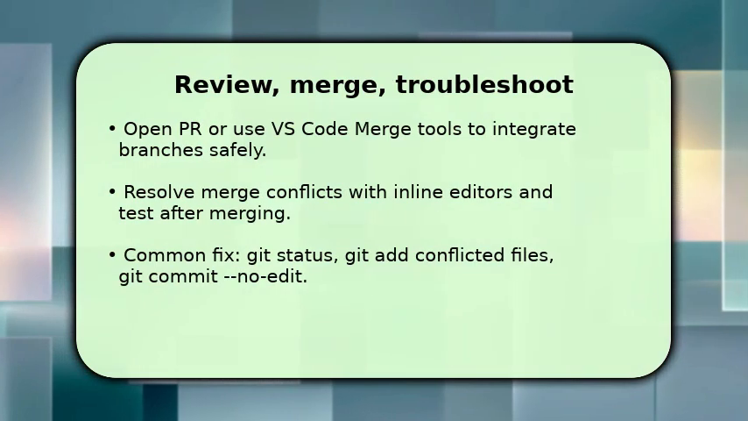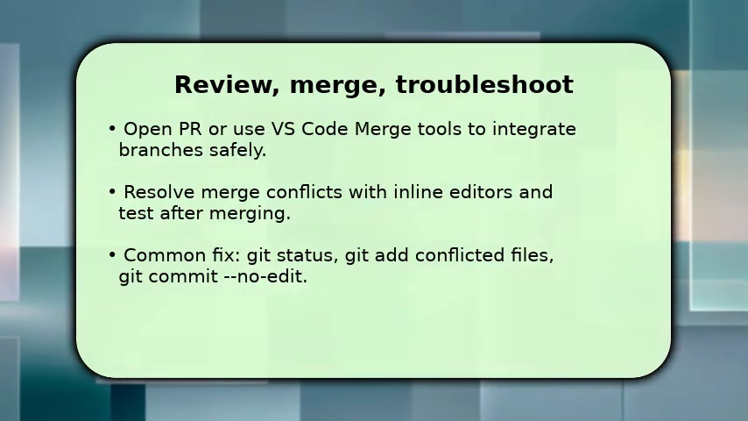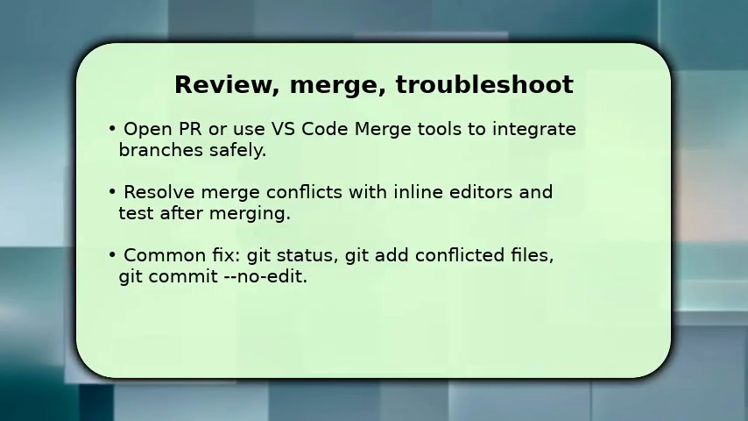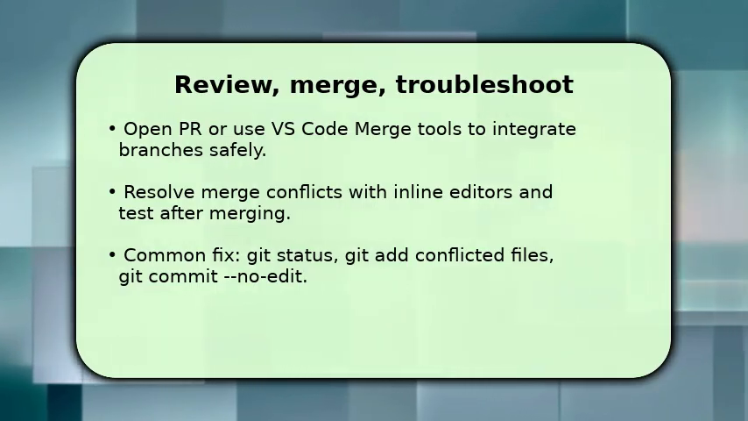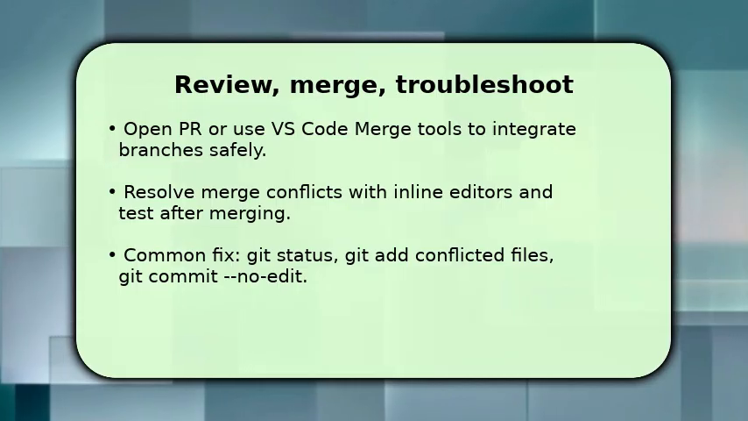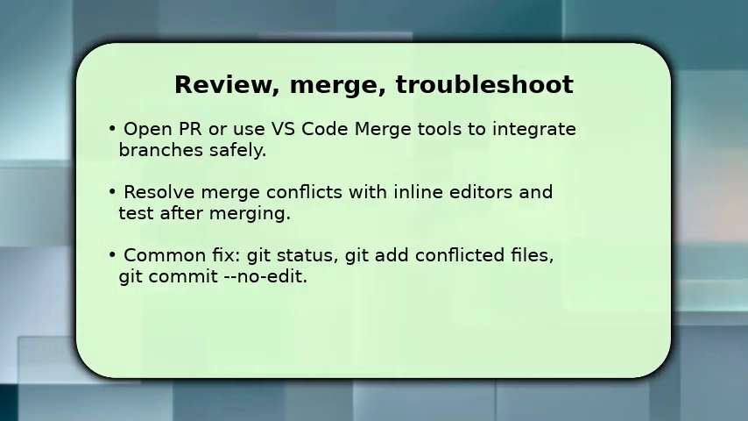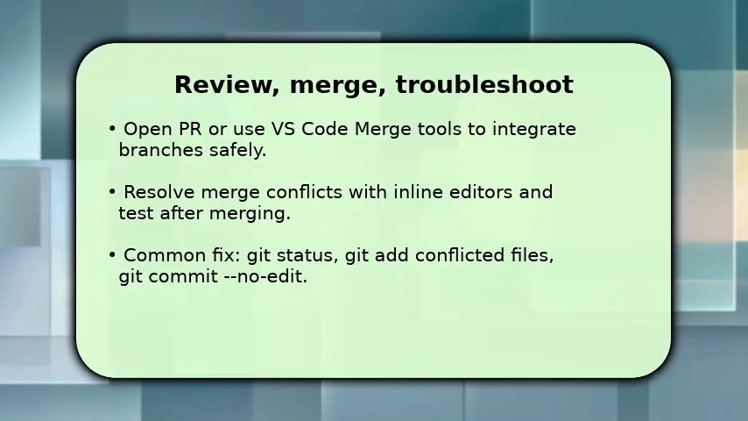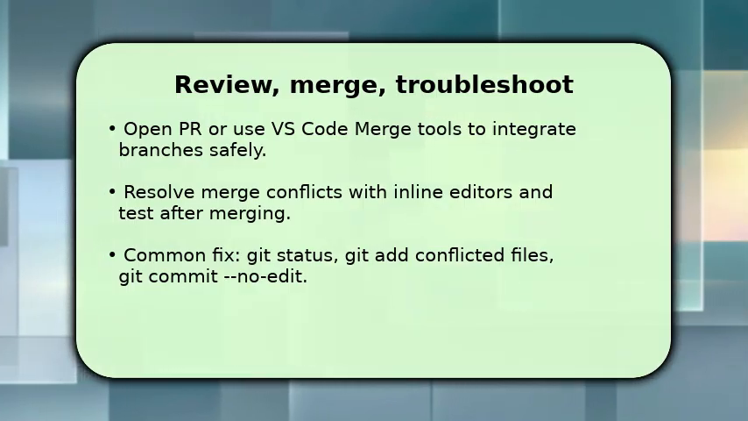When your feature is ready, open a pull request or use VS Code's merge tools to review and integrate changes. Request reviews if needed. If conflicts occur, VS Code highlights them inline. Choose incoming or current changes, edit manually, then stage and commit the resolution.